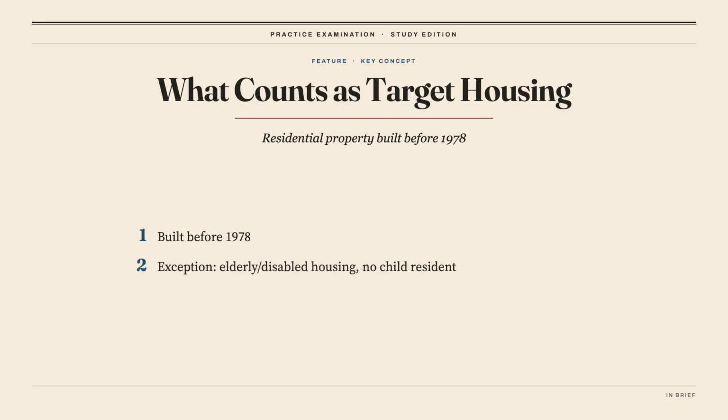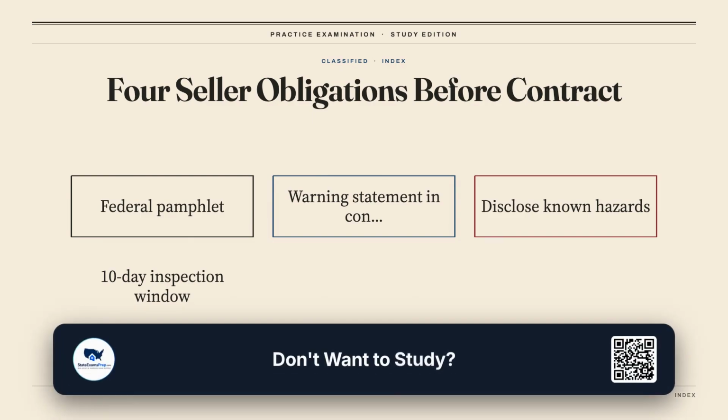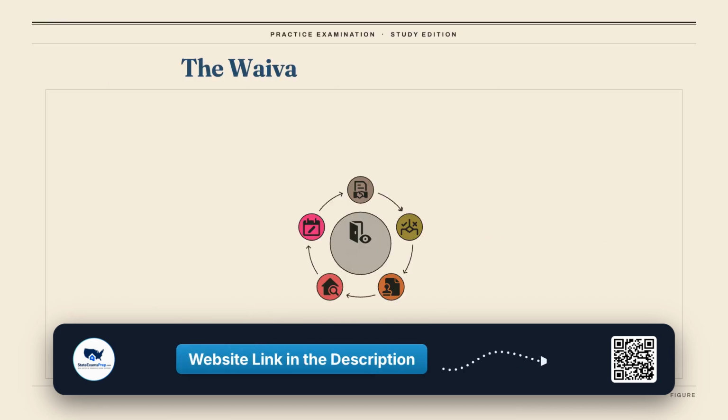Target housing means residential property built before 1978, with narrow exceptions for elderly or disabled housing with no resident child and 0-bedroom dwellings. Before a purchase contract becomes binding, 4 things must happen. The buyer gets an approved federal pamphlet, the contract carries a specific warning statement, the seller discloses known lead hazards and records, and the buyer gets a 10-day window to inspect.